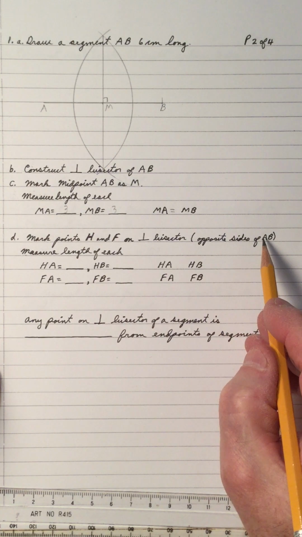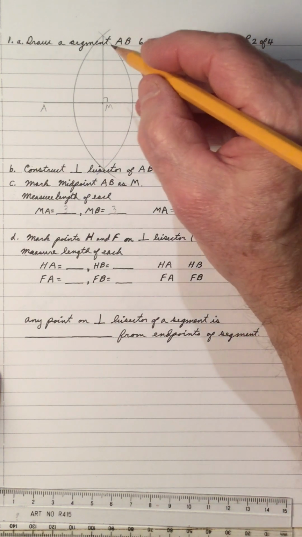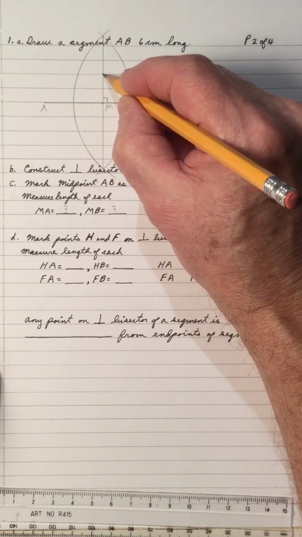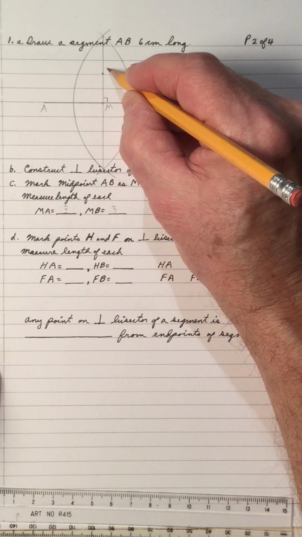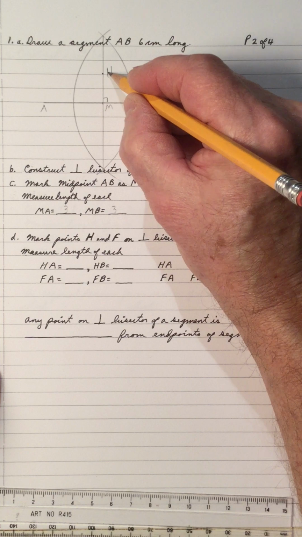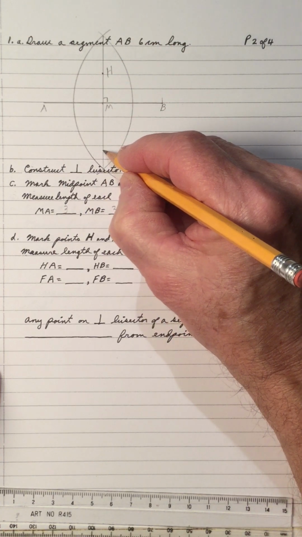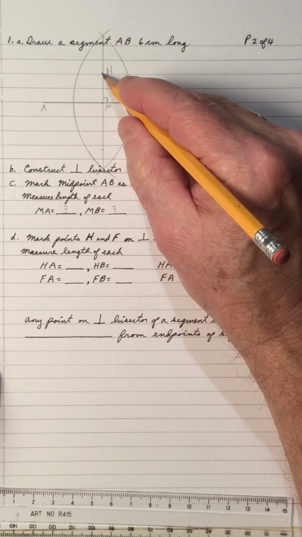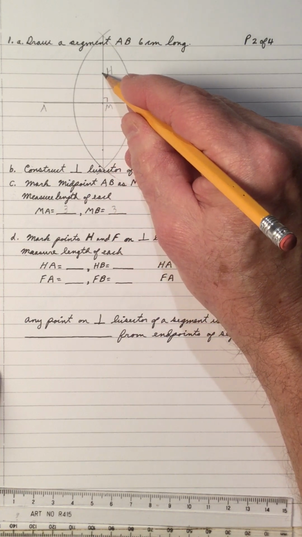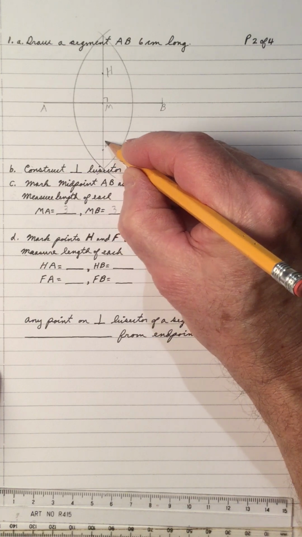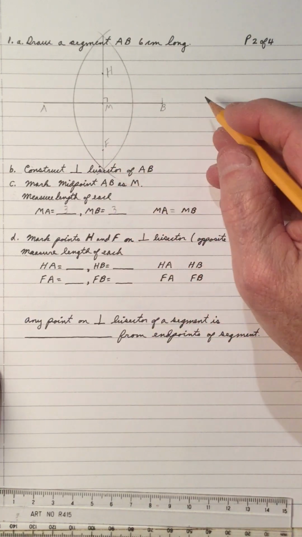Now what we're going to do is mark points H and F on the perpendicular bisector on opposite sides. So this is the perpendicular bisector. I'm going to mark H right there on one side, and F on the other side, let's say right here. It doesn't make any difference how far away from M they are. I'm just picking these two locations. So here's H and F.